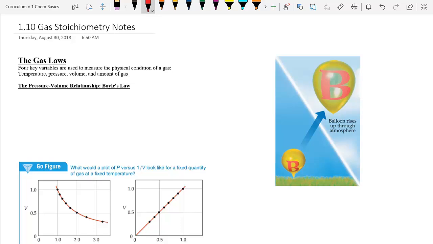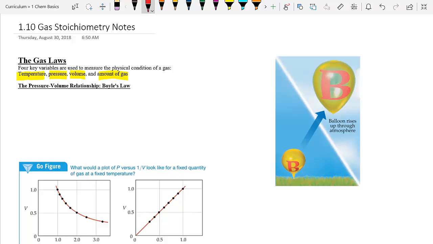So first off, you need to realize that there are four key variables that we use to measure the physical condition of a gas. They are the temperature, pressure, volume, and the amount of a gas, typically expressed in moles. The first relationship that we want to understand is that of the pressure-volume relationship.